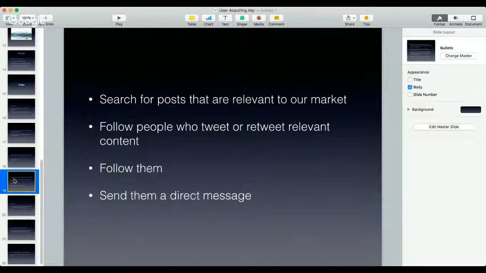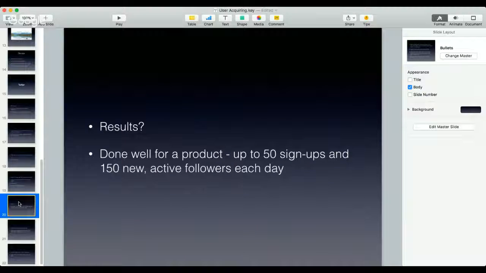So let's dig a little bit further into that. What are the steps? We search for posts that are relevant to our market. We follow people who tweet or retweet that relevant content. Then if it's appropriate, we've had some interaction, and it seems like they're simpatico, we could actually connect with them, send them a direct message, and begin the process of taking that person down our funnel and turning them into a client. So it really is that simple. How does it work?